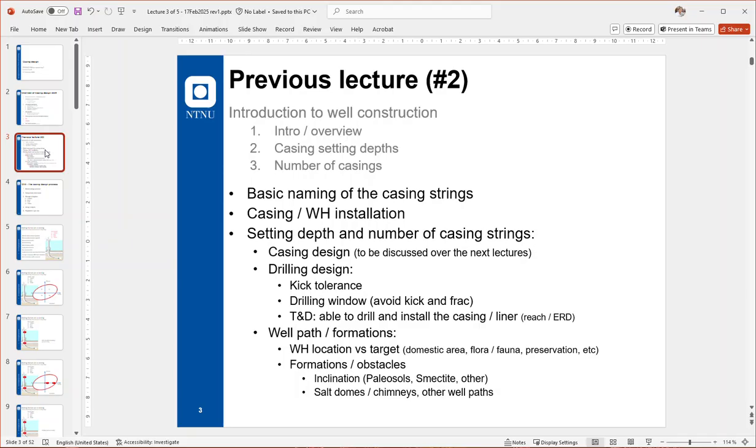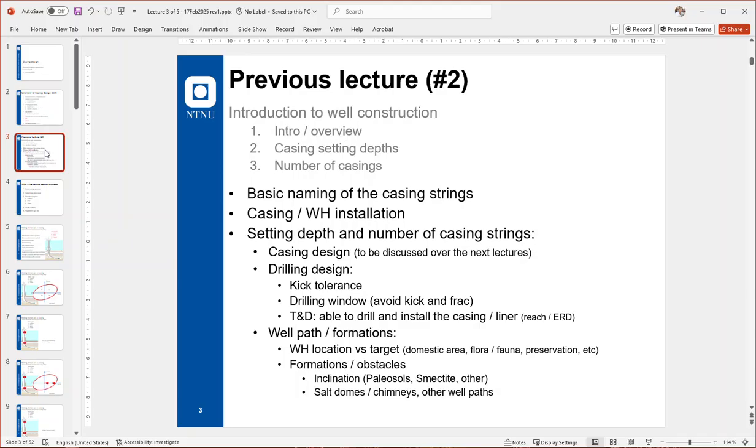Also, we talked very briefly about what is probably knowledge that you already have acquired through previous courses: the drilling window, avoiding kick and avoiding frac. So you need to have a certain window between the pore pressure and the fracture gradient, which typically is also a sub-topic under kick tolerance.